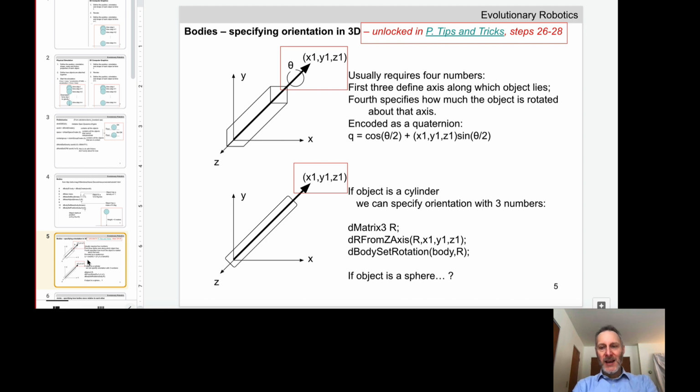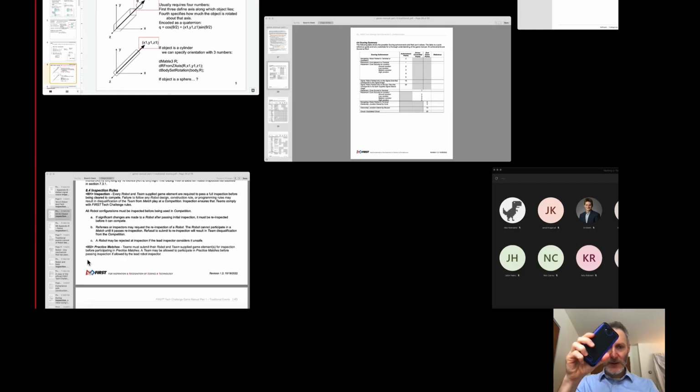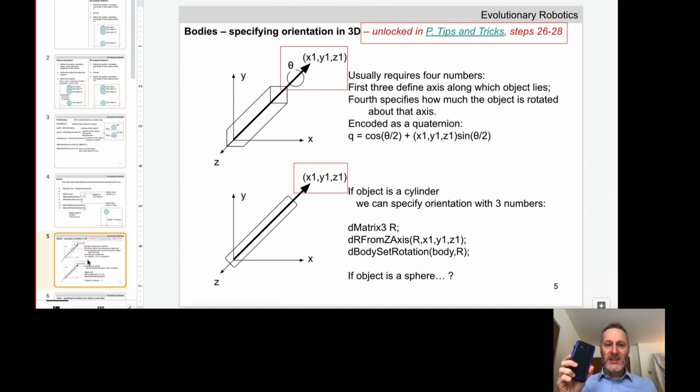Another aspect of a 3D body, hopefully you can all see my cell phone here, is to set the 3D orientation of an object. At the moment in your code, you cannot set the orientation. The object, when you define it, is always upright.